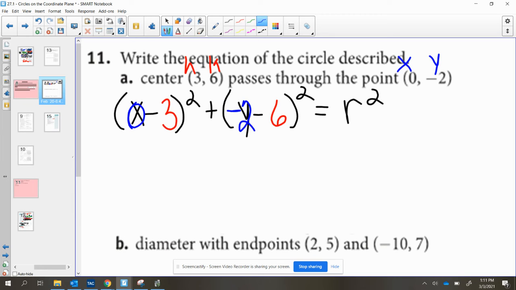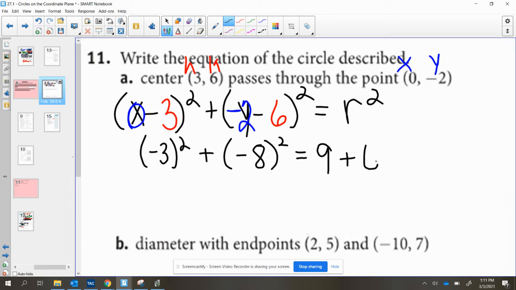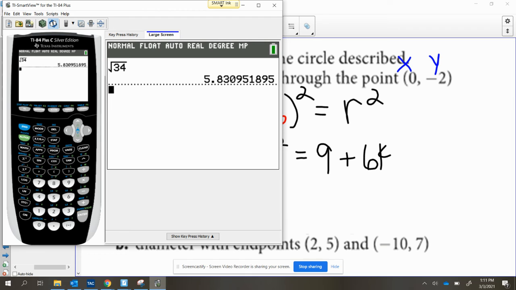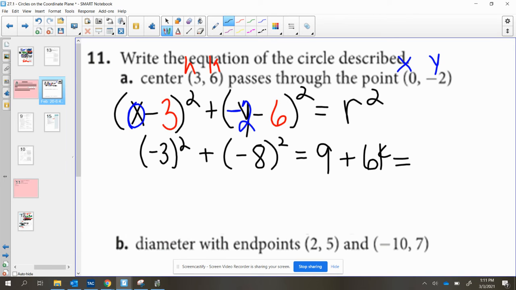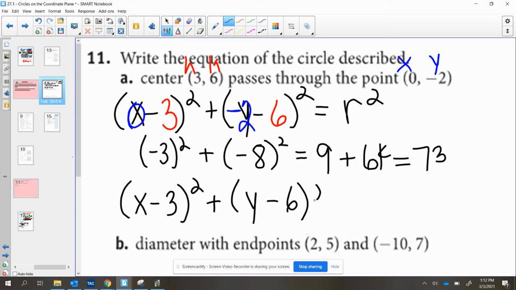Okay. Now, 0 minus 3 is negative 3 squared, and then negative 2 minus 6 more is negative 8. So we end up with negative 3 squared is 9, negative 8 squared is 64. A reminder, when you're typing these in the calculator, make sure you're using those parentheses if it's negative. Okay, all of these should be positive values. And then 9 plus 64 is 73. So our final answer, x minus 3 quantity squared plus y minus 6 quantity squared equals 73.